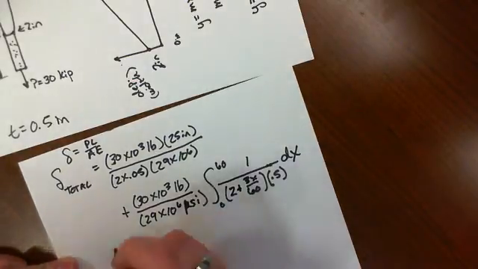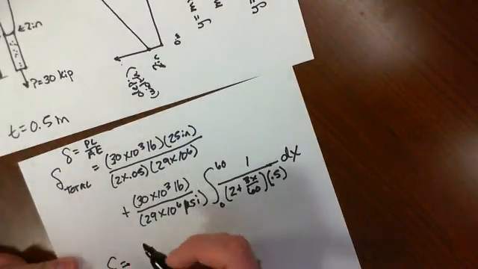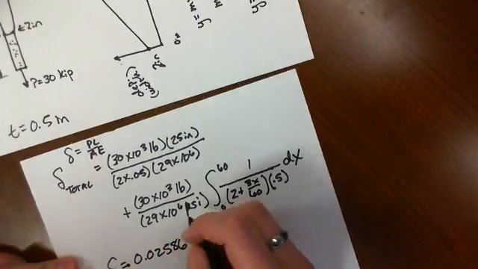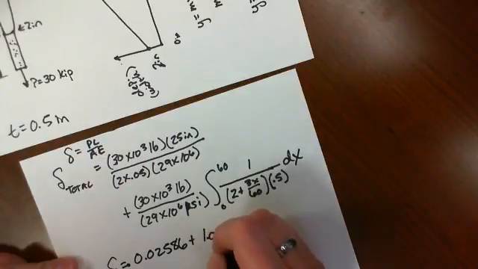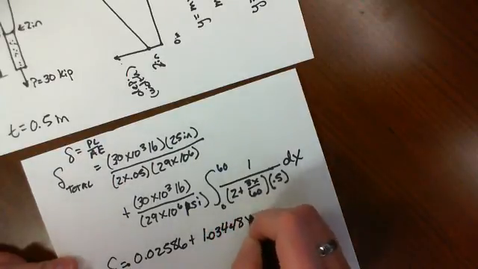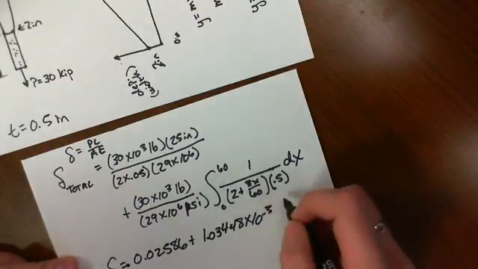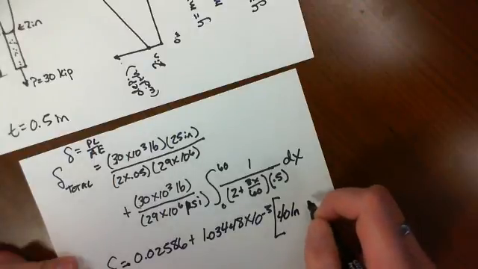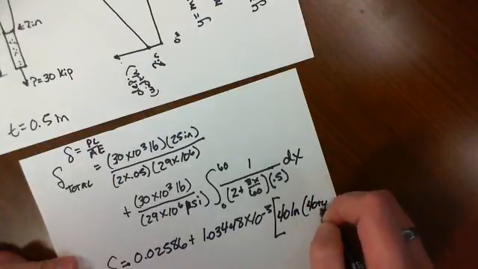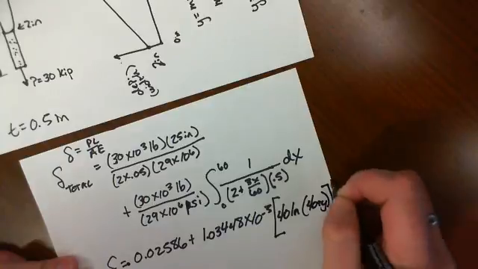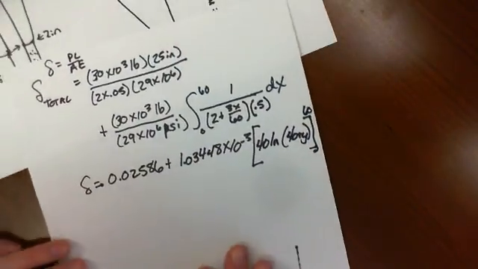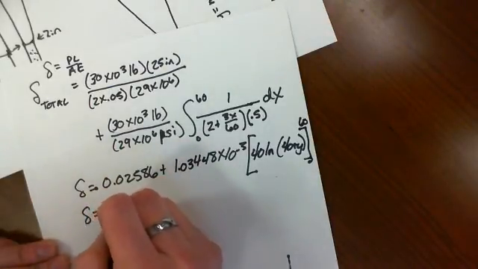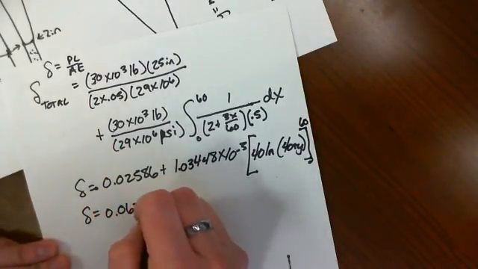So from that, we get that our total deformation is equal to 0.02586 plus 1.03448 times 10 to the minus third times 40 times the natural log of 40 plus x from 0 to 60. So our overall deformation is equal to 0.0638 inches.